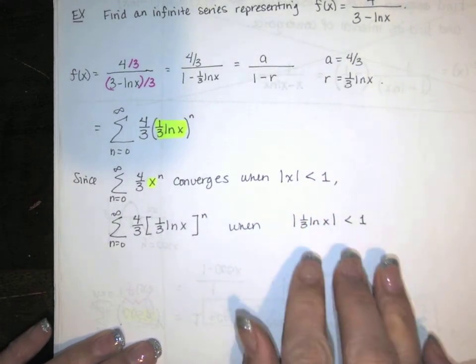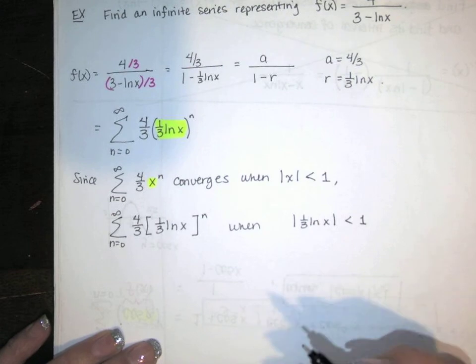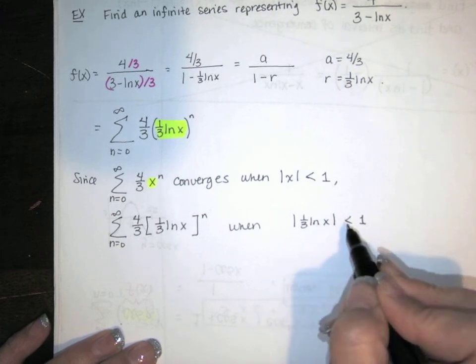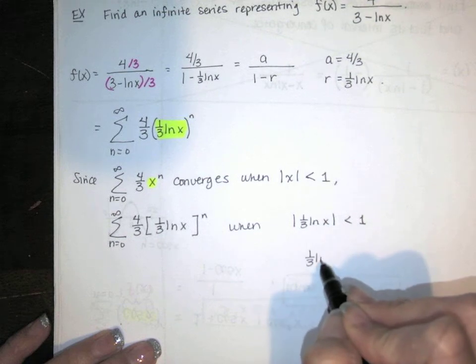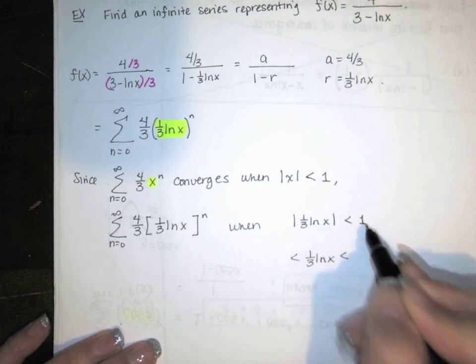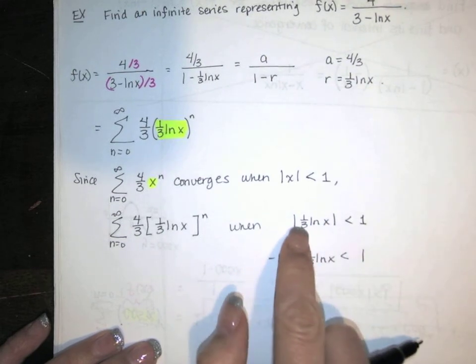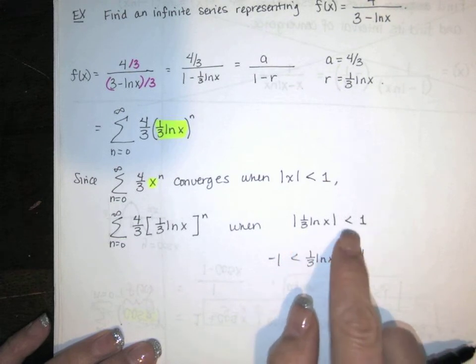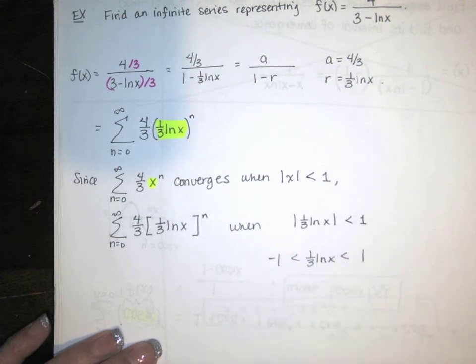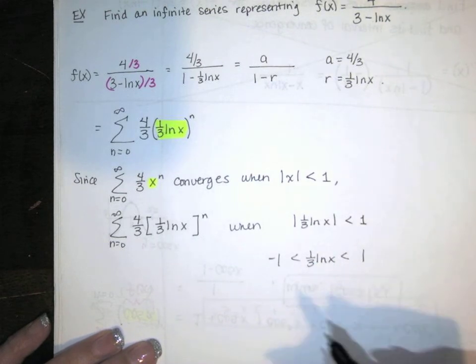Now, to get the interval of convergence, I need to write this absolute value inequality as a compound inequality involving x. So we know that if an absolute value is less than a positive number, that means the number inside the absolute value bars is between the positive version of that number and the negative version of that number. Because this is saying the distance of this number from 0 is less than 1. And that distance is less than 1 when that number is between -1 and 1. So now we just want to get x by itself in the middle, so we'll multiply all three parts by 3.